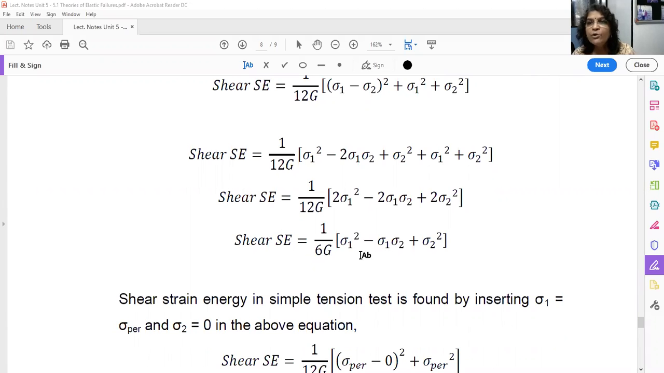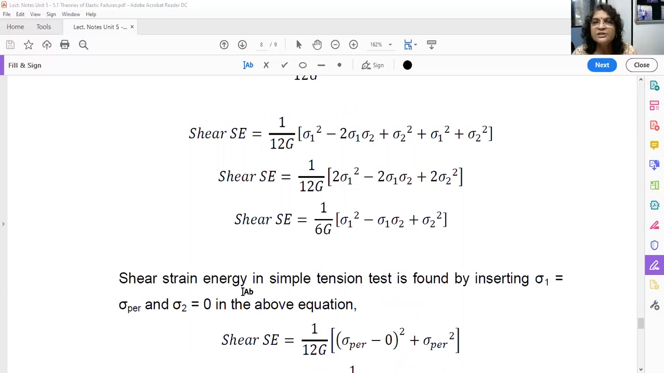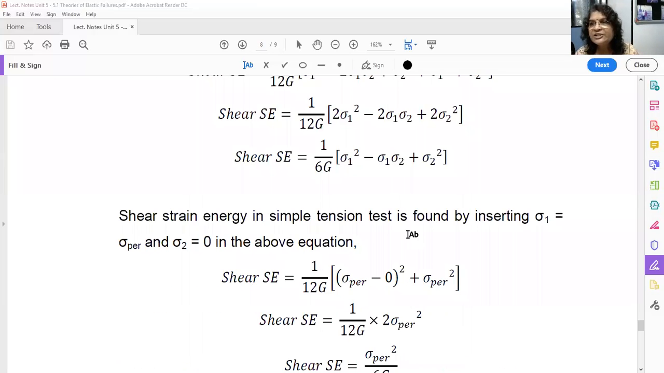Now how to find out the shear strain energy in a simple tension test? Again, the formula will be the same, but simple tension means you are applying only a unidirectional load. So there will be only sigma 1, which we are calling sigma permissible. Sigma 2 is 0. So by putting sigma 2 equal to 0 and sigma 1 equal to sigma permissible, you can find out the shear strain energy in a simple tension test. Replace sigma 1 equal to sigma permissible and sigma 2 equal to 0 in this formula.